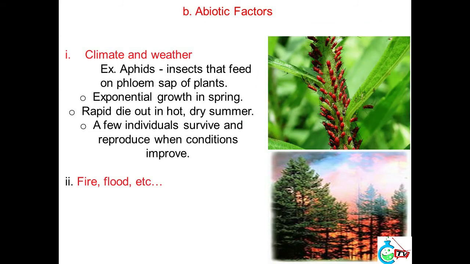B. Abiotic factors. 1. Climate and weather. Example: aphids, insects that feed on phloem sap of plants. Exponential growth in spring. Rapid die-out in hot, dry summer. A few individuals survive and reproduce when conditions improve. 2. Fire, flood, etc.